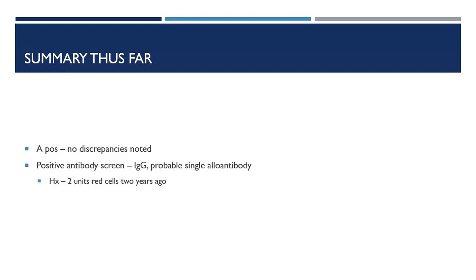Do we have blood that's present? And what you could tell the physician at this point is the patient types as A positive. There were no discrepancies noted. We do have a positive antibody screen. It's an IgG antibody. It's probably a single alloantibody, but we are waiting for further identification. And it is plausible that this patient does have an antibody present. He did have a stimulating event in the past. He received 2 units of red cells 2 years ago with a previous surgery.